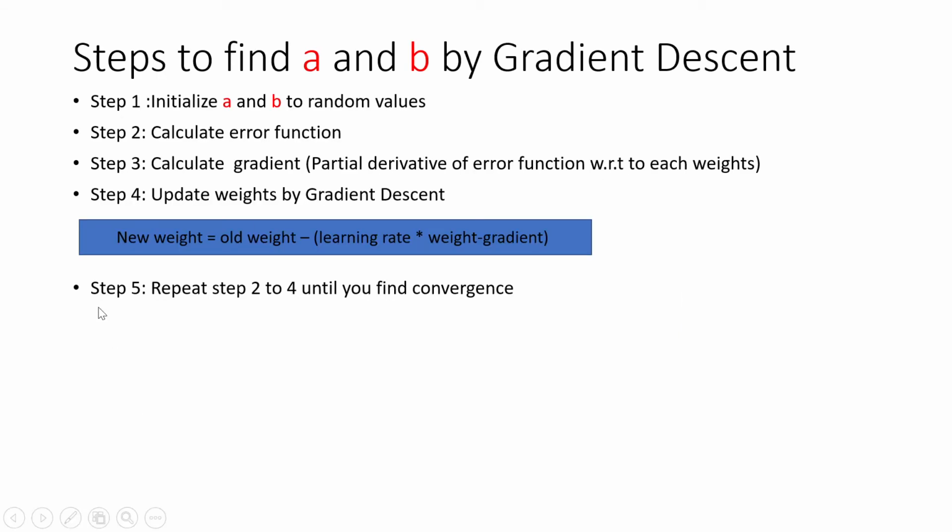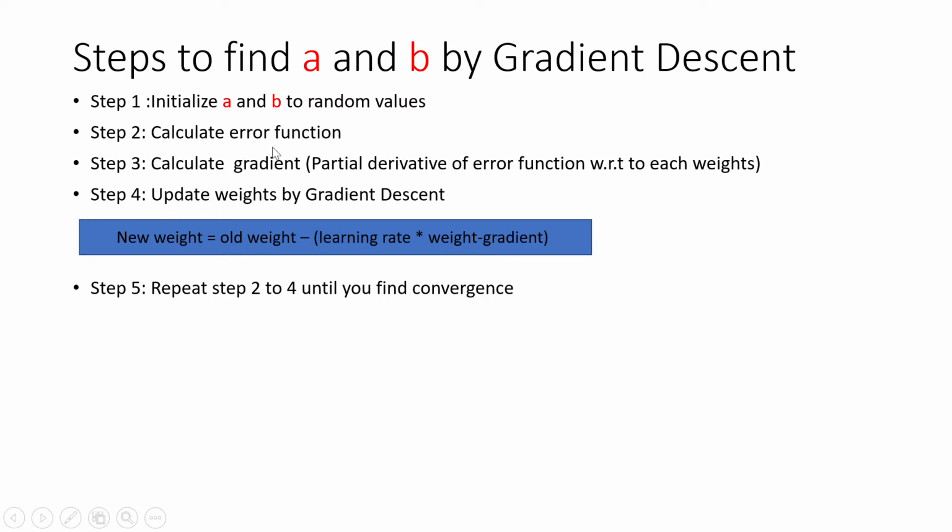So these are the steps to find a and b, the weights, by gradient descent. These are the most important steps. Just remember these steps, guys. These are very important steps over here. Step 1, initialize a and b to random values. Remember, initially we start off with some random weights, and then we iterate to find the optimal weights.